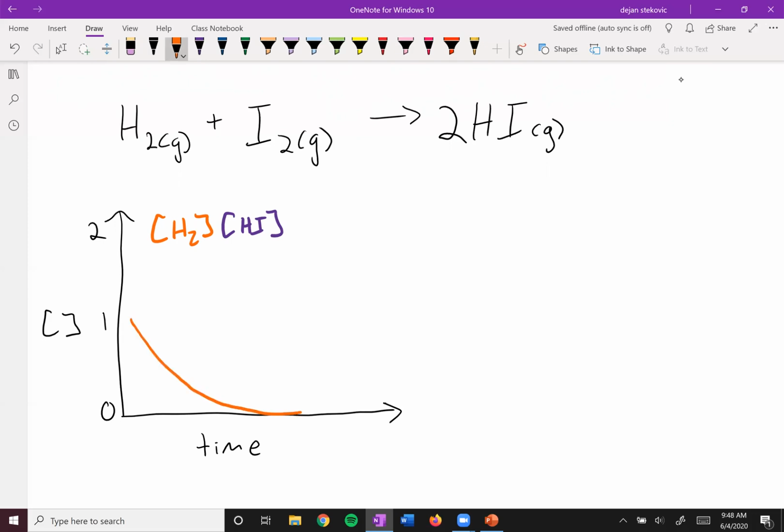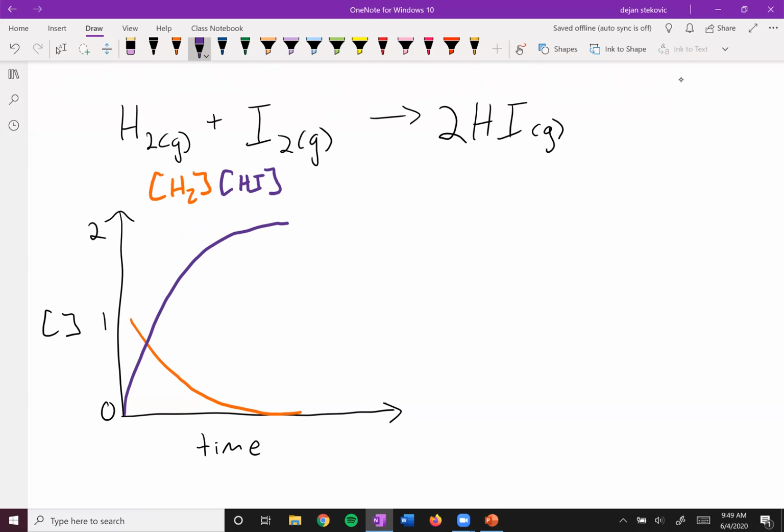The overall reaction is going to look something like this. You can see it's non-linear. All of these things are exponential functions, and so they're non-linear. If you think about the stoichiometry here, for every 1 H2 that you have, you will form 2 HIs. So if you had 1 molar of H2 to begin with, you would eventually end up with 2 molar of HI. That would look something like this. The formation of the HI is going to be faster than the loss of the H2.